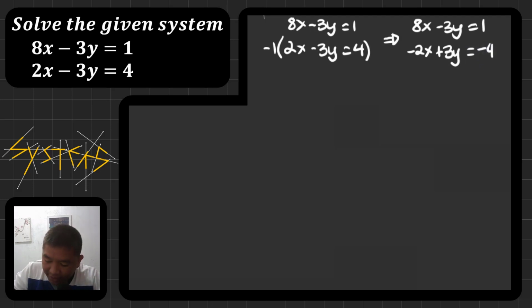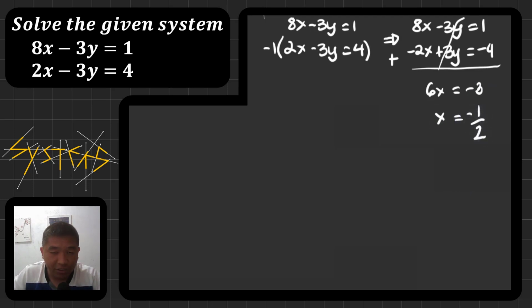With this, we can see that the coefficients of y are opposites, and when we add both equations, that is what happens when we use the elimination method. We are going to add the equations. We can remove now the y terms, leaving us with 8x minus 2x, or 8x plus -2x. I have 6x here, and for the constants, 1 minus 4, so we have -3. In short, for x, when we divide both sides by 6, we will get -1/2.